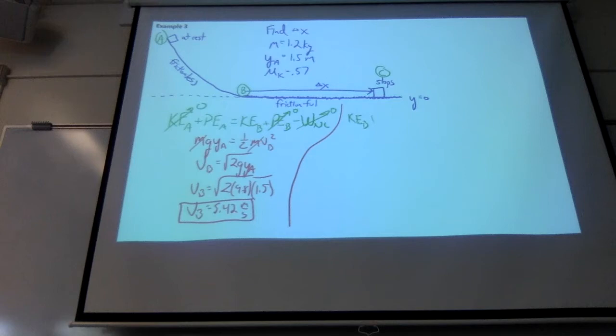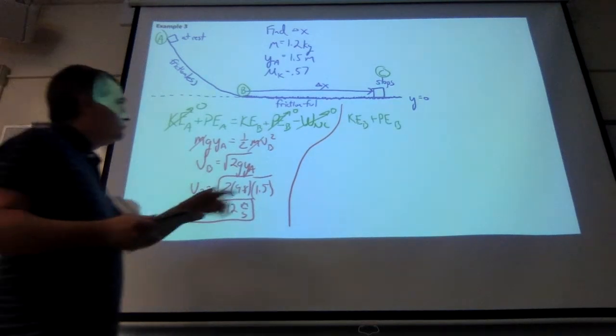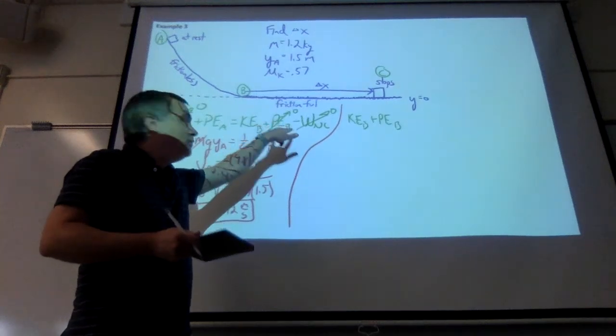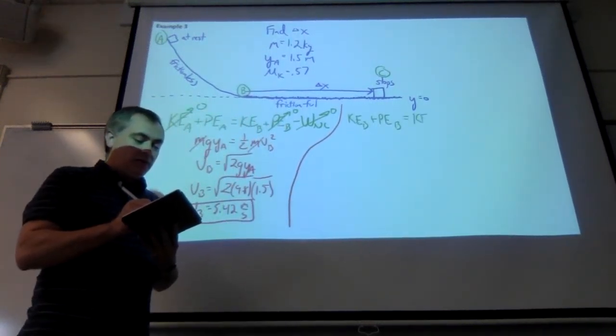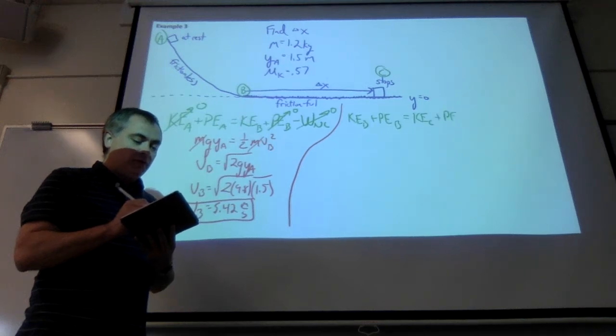Kinetic energy B plus potential energy at B. And by the way, nothing's changed. It's still at point B. We know what both of these are. Equals kinetic energy at point C plus potential energy at point C minus WNC.